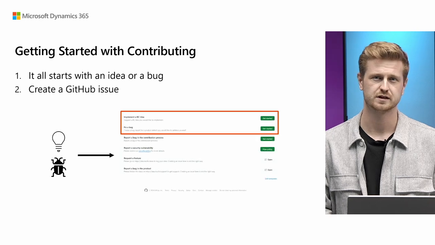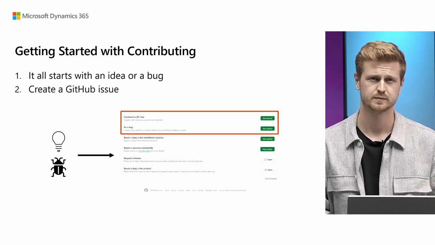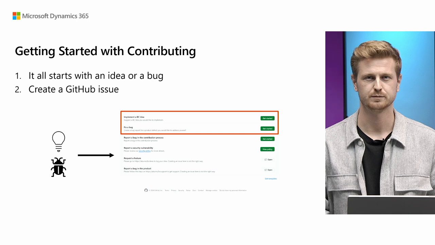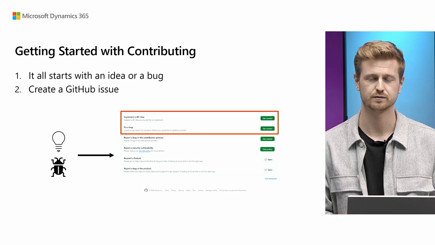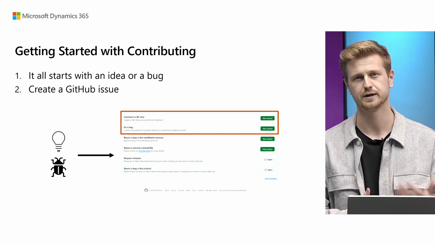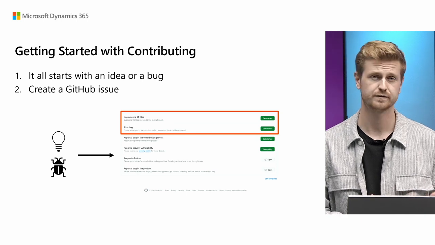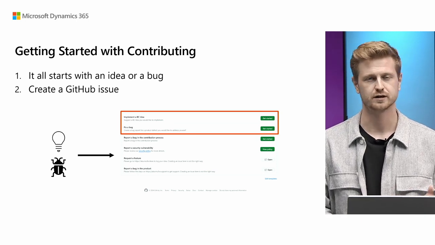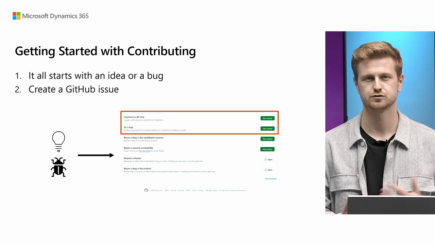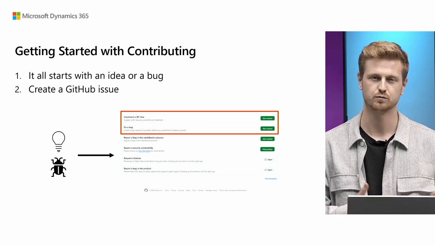The second step in this process is that you need to create an issue on GitHub. If you go under the Issues tab, you should be able to see these options, and you want to select one of the top two. So either you want to implement a BC idea, or you want to fix a bug. When you click Get Started, it will take you to a form you need to fill out. It's just to give us some information of what it is you want to do.